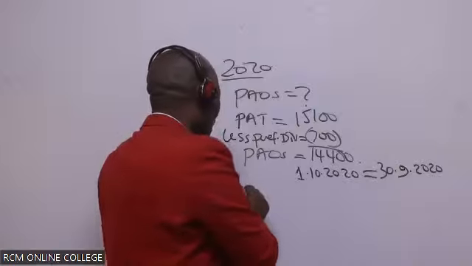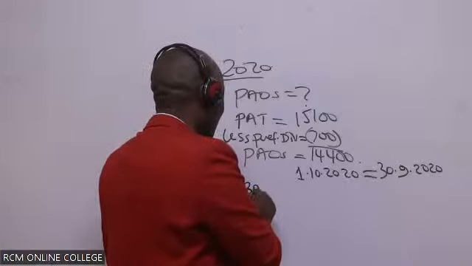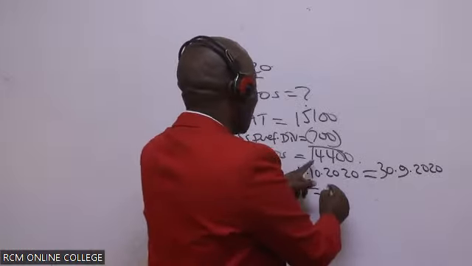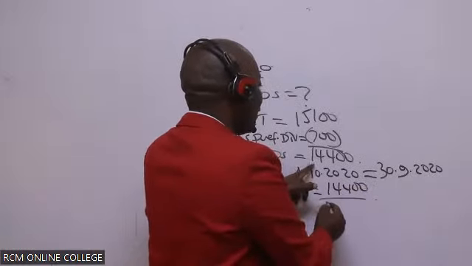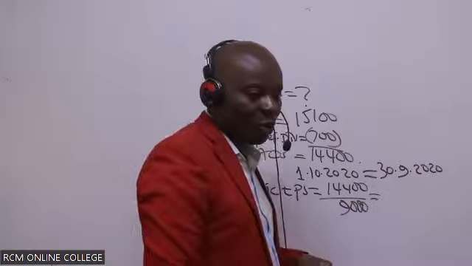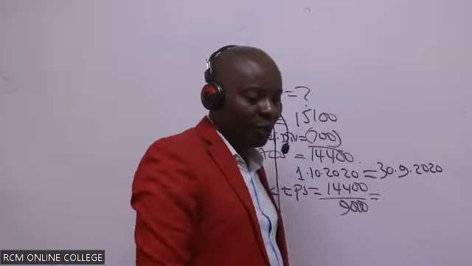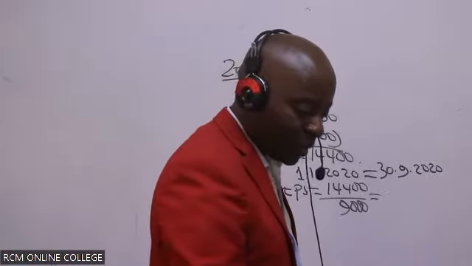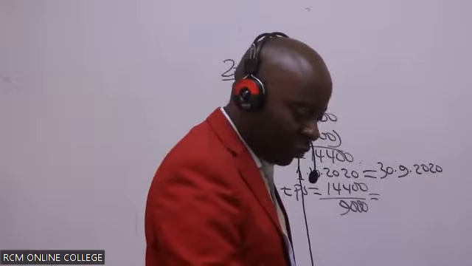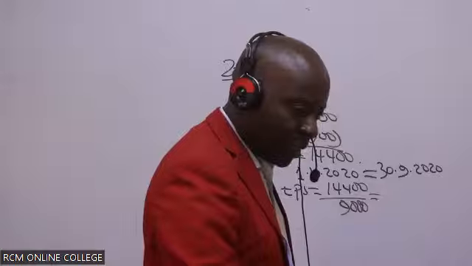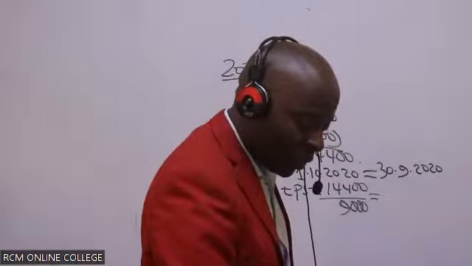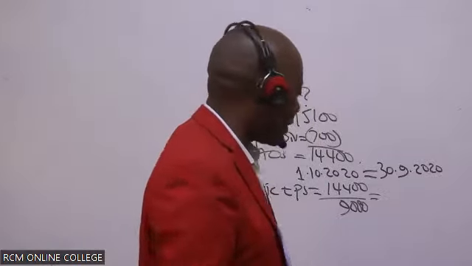And therefore our basic earnings per share will be equal to the PAOs, 14,400. You divide this by what here? By the 9 million shares that we had there, which will give us what figure? Somebody is trying to follow. What do we have there? A figure of 1.6.